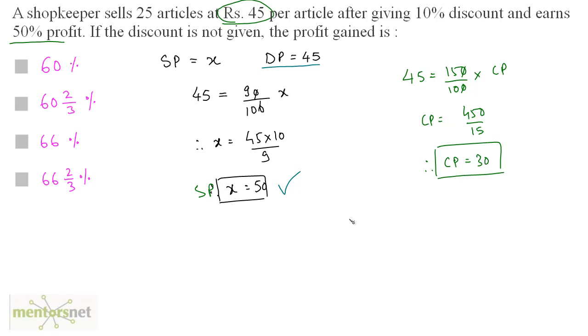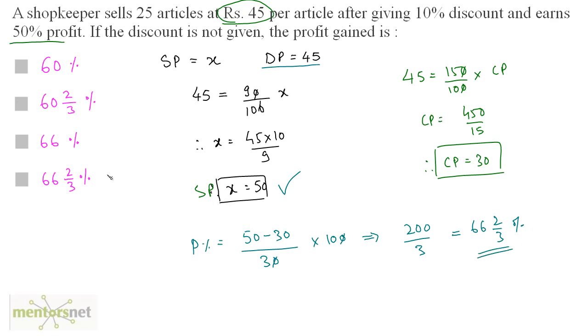Well, we know the formula for profit percent. Profit percent is equal to the profit, which is selling price minus cost price, which is 50 minus 30, divided by the cost price, which is 30, times 100. So this is equivalent to 50 minus 30 is 20, times 10 is 200 by 3, and that is equal to 66 2 by 3 percent. So we have the answer as option D.